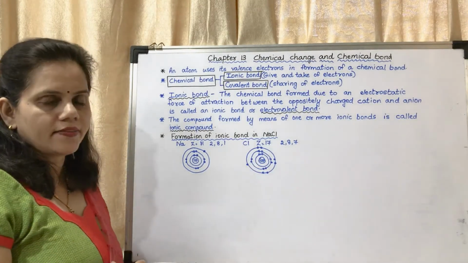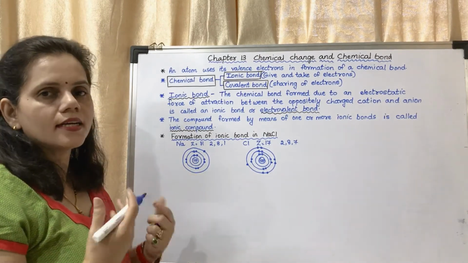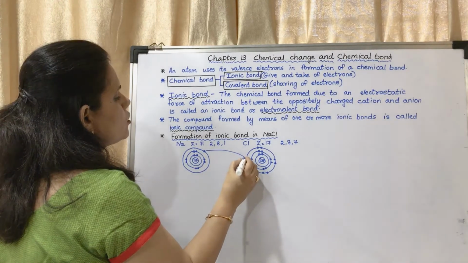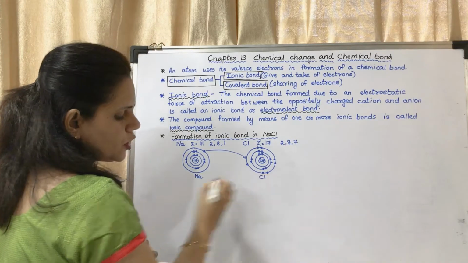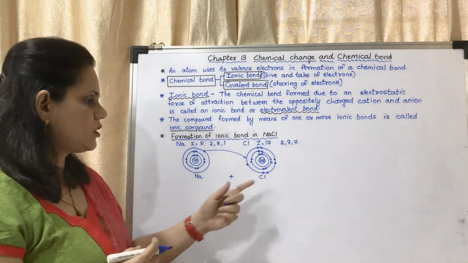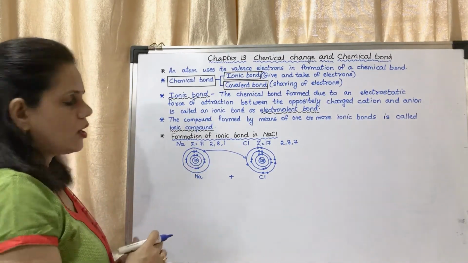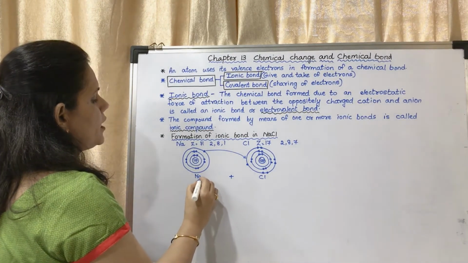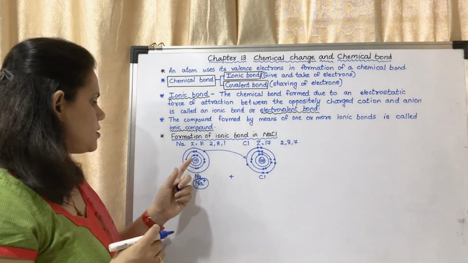It is having 7 electrons. So this needs 1 electron and this wants to give 1 electron. So it will give this 1 electron to chlorine. This is sodium, this is chlorine. Sodium will give 1 electron to chlorine, and after giving this electron, this will become a sodium plus ion. It is having 1 positive charge.